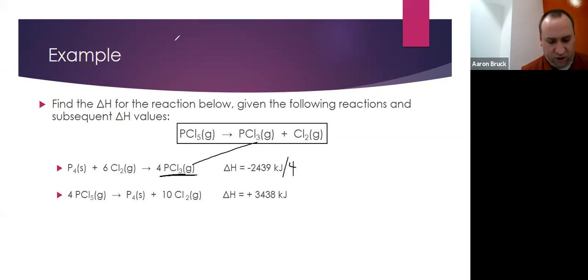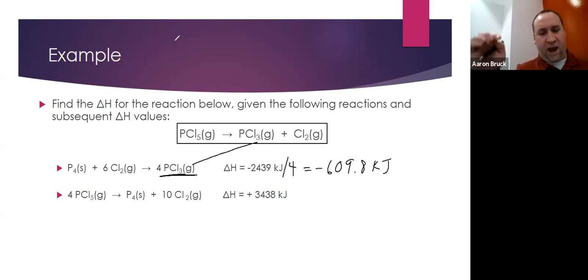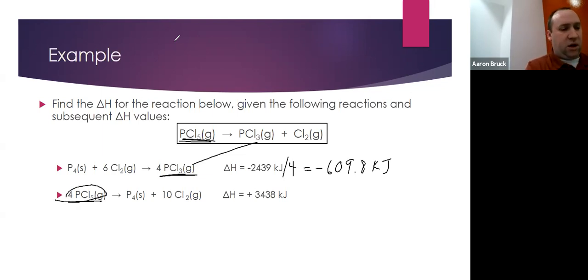Negative 2439 divided by 4 is going to give me negative 609.8 kilojoules after that manipulation. I've got PCl5 in the second equation as a reactant, which is what I want, but I've got the same problem as before. I've got 4 times as much here as I do here in the target. So I'm going to divide that one by 4 as well. 3438 divided by 4 is positive 859.5 kilojoules.